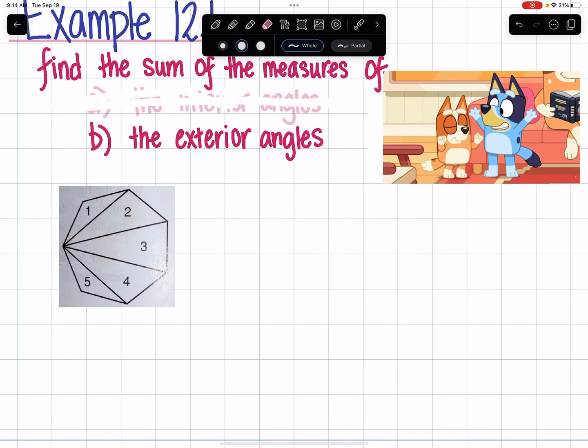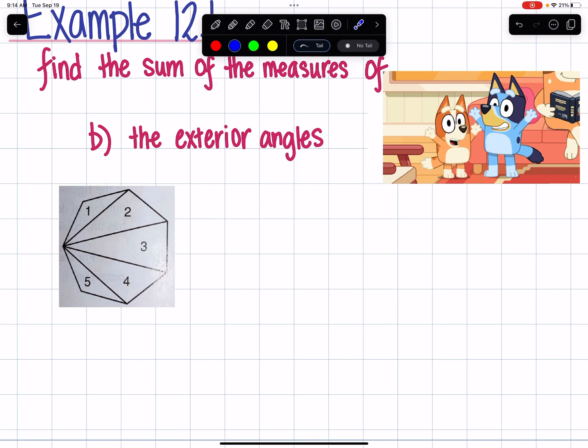Now, what about B? They want to know the exterior angles. The exterior angles is when you're a dude walking around the whole shape. All you do is you walk straight, you add that exterior angle. Then you walk straight, you add that exterior angle. Okay? You're the dude walking around. And you don't even have to add them up or think about it, because you know if you start here and you walk all the way around, you're going to make a full circle. So the answer to B is 360 degrees.